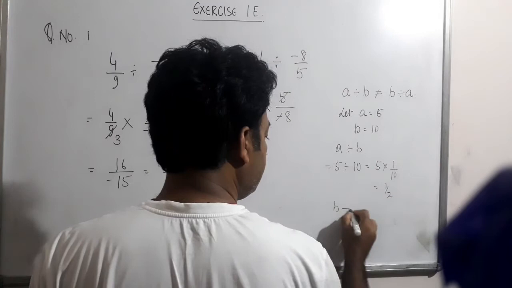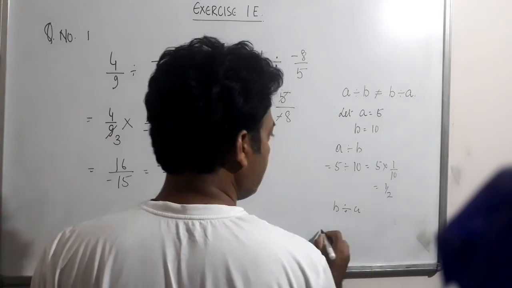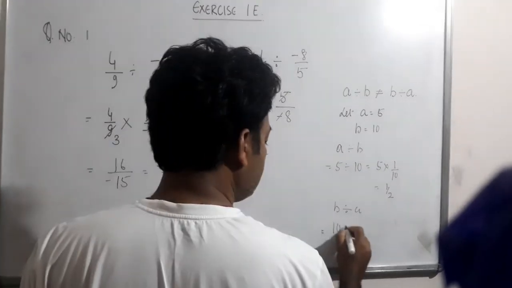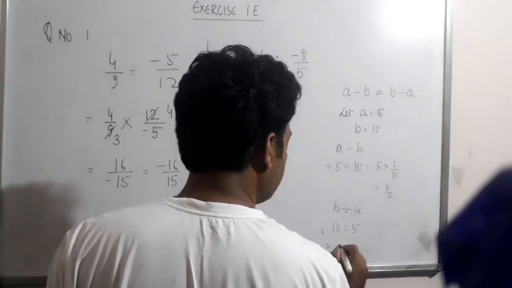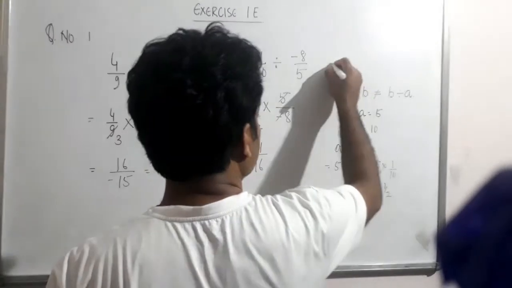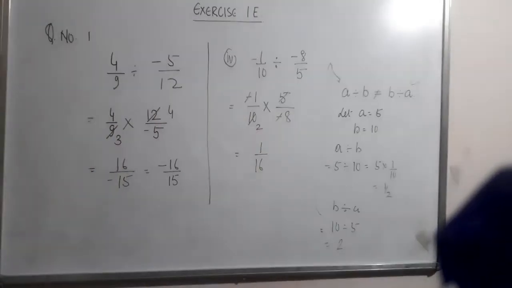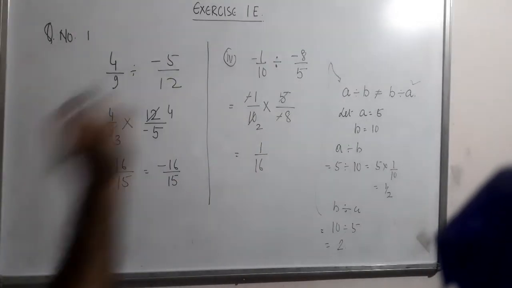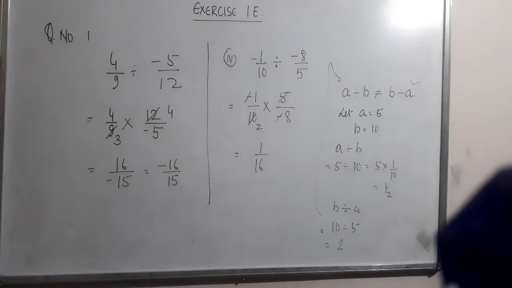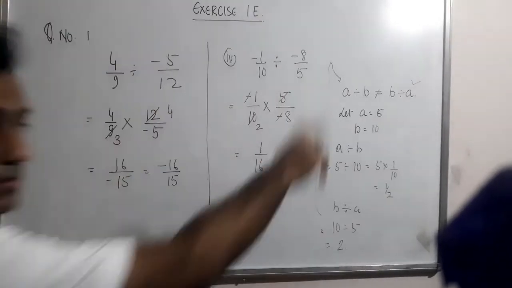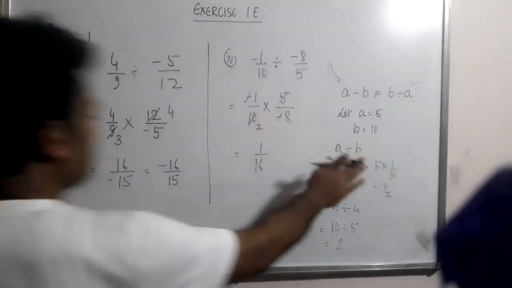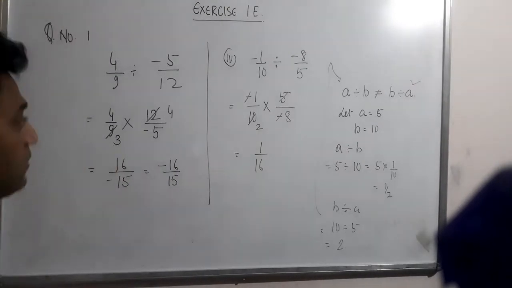But B divided by A, what will you write? 10 divided by 5 is equal to 2. Therefore, I can say that A divided by B will not be equal to B divided by A. Please, this is the theory part that you have to keep in mind. Now let's solve question number 2.